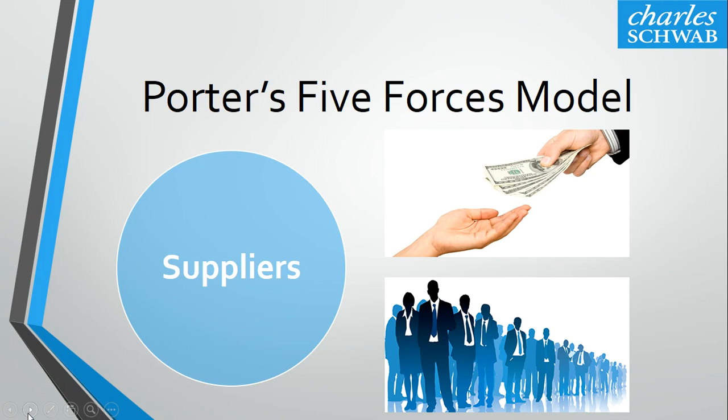Of Porter's 5 forces, the bargaining power of suppliers is most likely least impactful for Charles Schwab. Charles Schwab relies heavily on 2 suppliers, the consumers who make deposits and the labor force. Depositors are the primary source of capital, and employees get the job done.